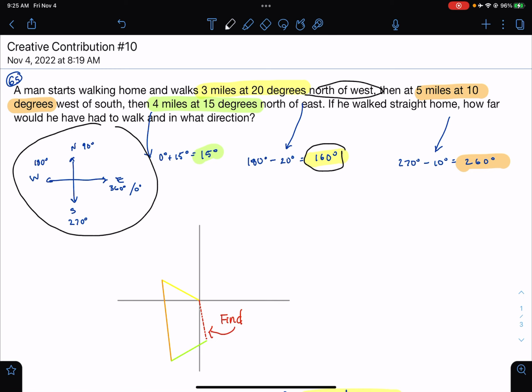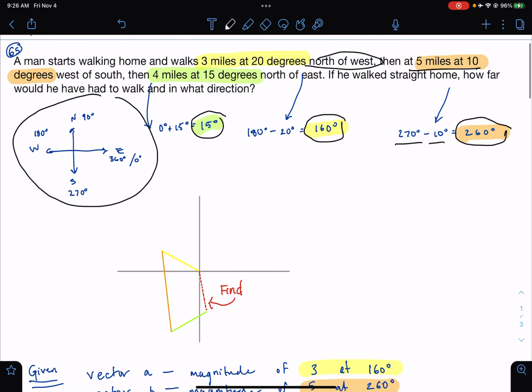And then 4 miles at 15 degrees north of east. East is 0 degrees. North of east is plus 15, so that gave us 15 degrees as a general direction. And then 5 miles at 10 degrees west of south. South is 270 degrees, and 10 degrees west of that would be minus 10 degrees, which gives us a general direction of 260 degrees. So that was the first thing I did, get the general direction.